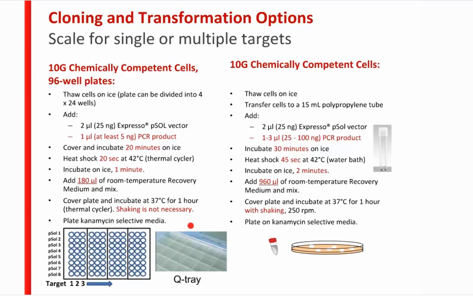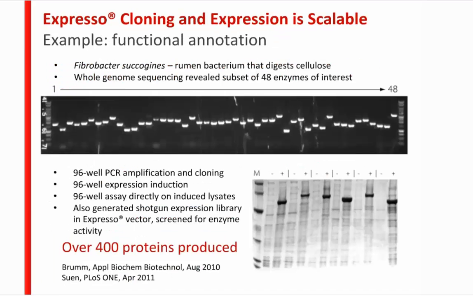So here's an example of the scalability. This is functional annotation of a gene. This is functional annotation of a bunch of genes, actually. So it's an organism called Fibrobacter succinogenes, and it's a rumen bacterium, and it helps cattle digest cellulose. So the whole genome sequencing revealed that there was a subset of 48 enzymes that looked interesting, that they wanted to do some expression experiments for. So they did a 96-well PCR amplification and cloning step, right, into the Expresso vector, and 96-well expression induction, 96-well assays, right, on the induced sample lysates.